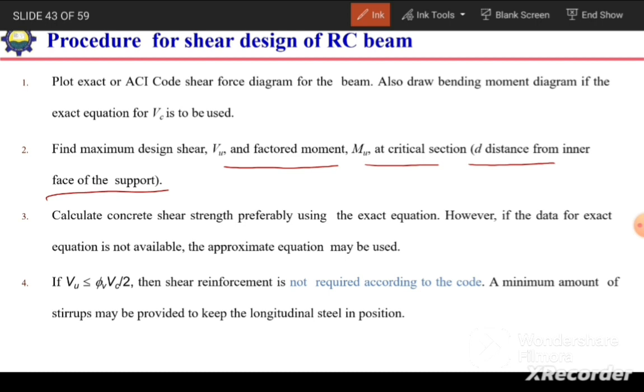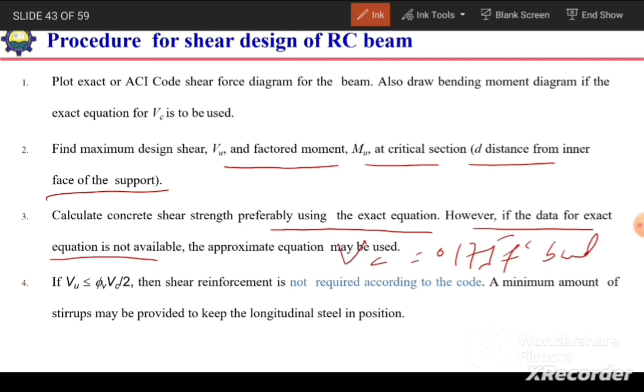Okay, calculate the concrete shear strength, preferably by using the exact equation, which involves the longitudinal reinforcement as well as the moment at that section. However, if the data for the exact equation is not available, for example, if we don't know the bending moment and the longitudinal reinforcement details, then we can use the approximate equation given by the ACI code, which is 0.17 square root f'c bw d, to calculate the Vc, the shear capacity of concrete.